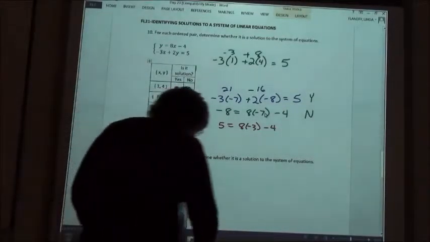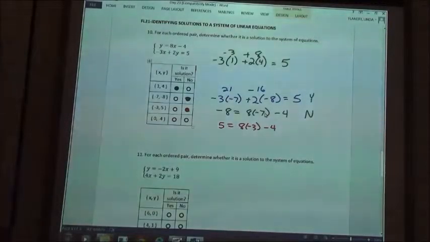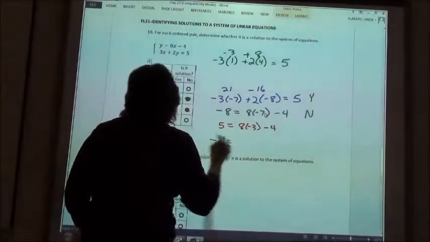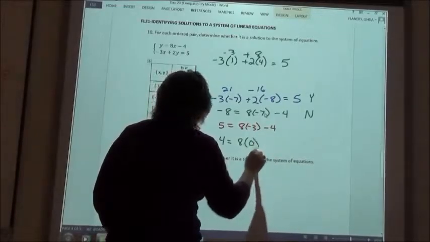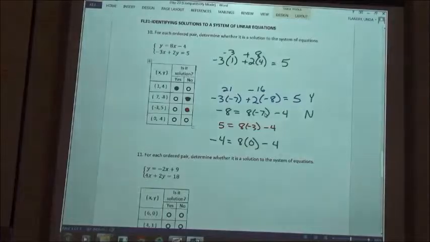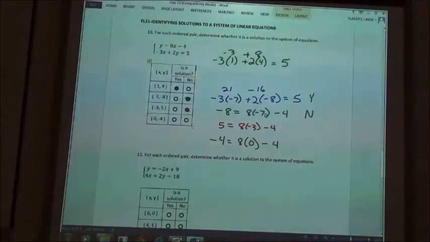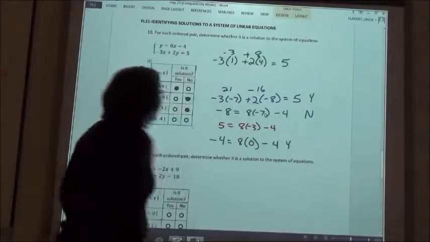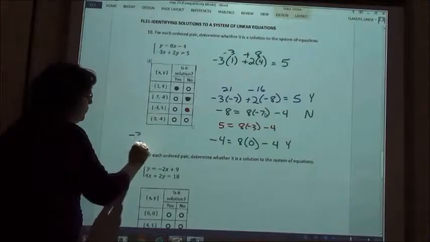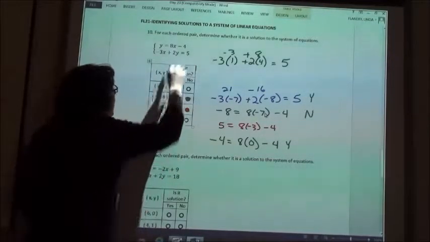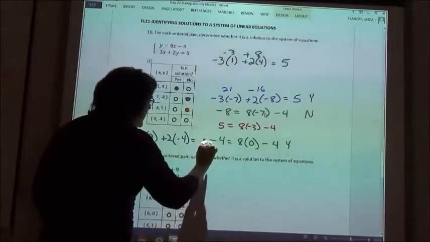And then we're going to check the last point. Do you want to check that in the first or the second line? The first line, okay? So my y value is negative 4. Does that equal 8 times my x value, which is 0, minus 4? Oh, so it worked in that one. Since it worked in that one, we now have to check the second one also. So negative 3 times the x value, which is 0, plus 2 times the y value, which is negative 4. Does that give us a 5?